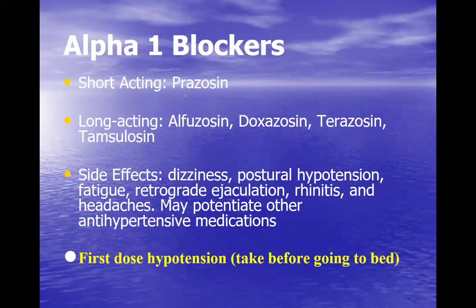In this case, we have reversible, selective alpha-1 blockers. We could use short-acting prazosin, or long-acting alfuzosin, doxazosin, terazosin, or tamsulosin. All these drugs have side effects of dizziness, postural hypotension, fatigue, retrograde ejaculation, rhinitis, and headache. There is always a possibility of first dose hypotension, so it is always advisable to give alpha blockers at bedtime.